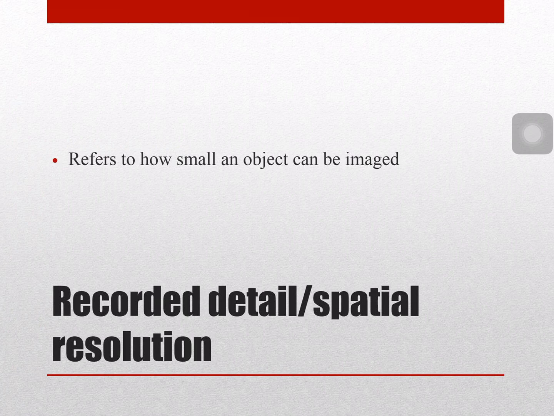Recorded detail or spatial resolution. So this refers to how small an object can be imaged. A high-speed screen has low spatial resolution. Again, high-speed screens have low spatial resolution. So, fine detail screens have high spatial resolution.